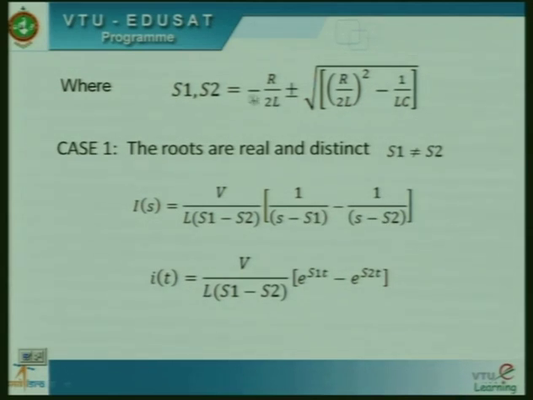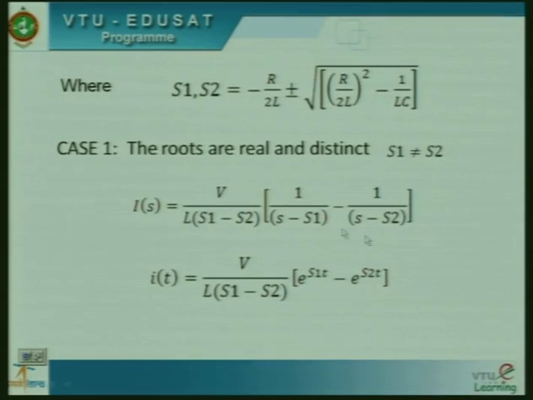What is s1? s1 is minus R by 2L plus this term, and s2 is minus R by 2L minus this term. So, these two roots are not equal, s1 is not equal to s2, but they are real roots. So, I of t can be written as V by L into s1 minus s2 into the Laplace inverse of this term. The Laplace inverse of 1 by s minus s1 is e power s1 t, minus the Laplace inverse of 1 by s minus s2, which is nothing but e power s2 t.